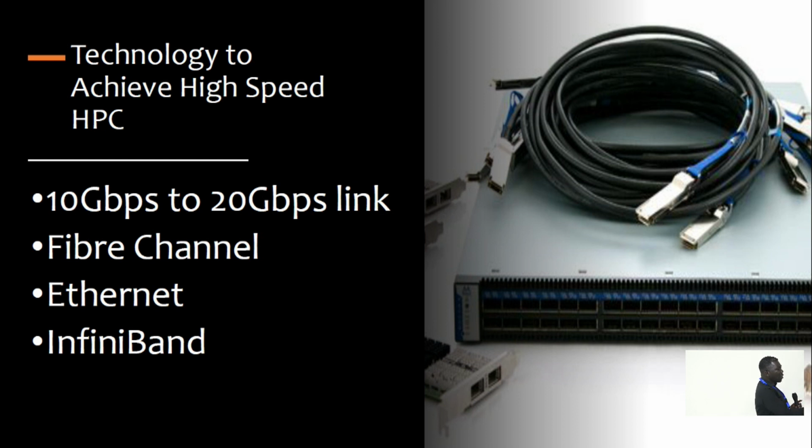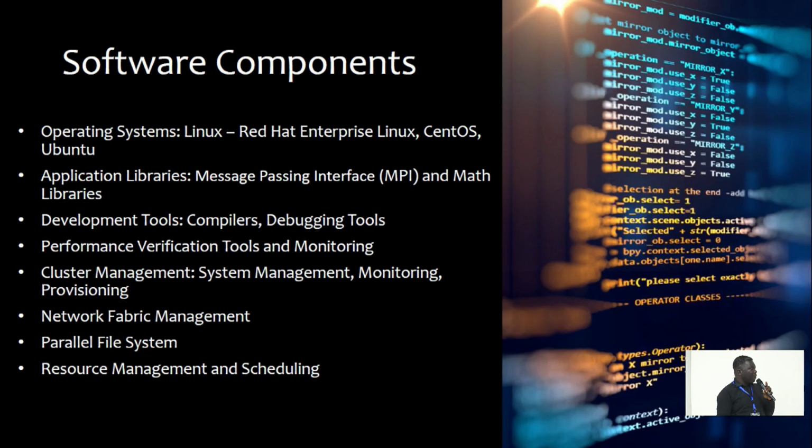Then you have Fibre Channel, you have Ethernet, then you have InfiniBand. InfiniBand is one of the technologies being used today, but it has its own disadvantages too. But when it comes to big data, InfiniBand is one of the technologies that we currently use. But you can read more on this. I will share this slide.